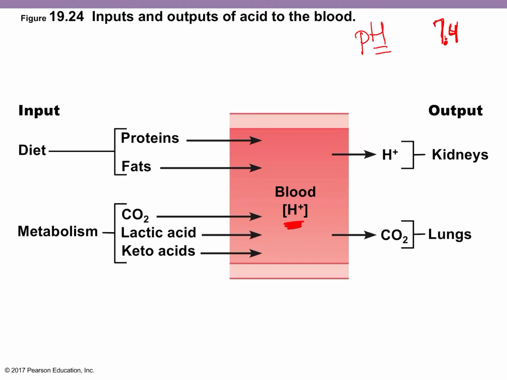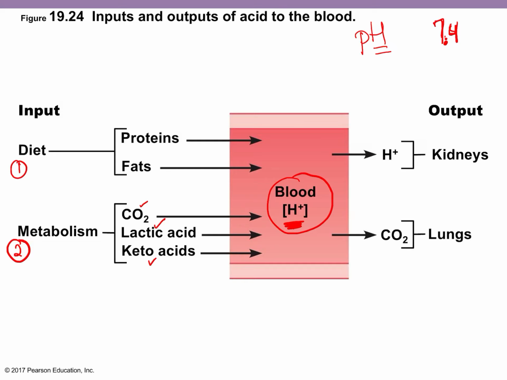Also from metabolism, right? So we know that when we cellularly respire, we are making CO2 as a waste product. When your muscles are active and cells are active and they undergo anaerobic fermentation or anaerobic respiration, they can make lactic acid. And the breakdown of fats and proteins can create keto acids. All of them contribute to the blood hydrogen ion concentration.